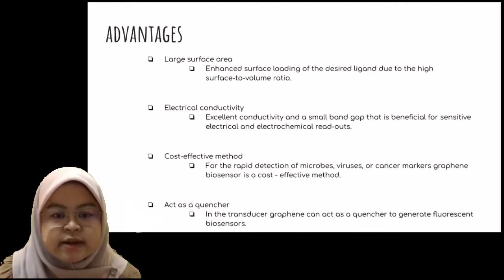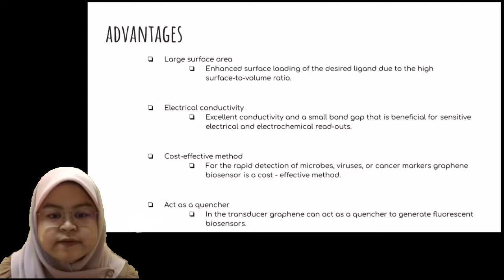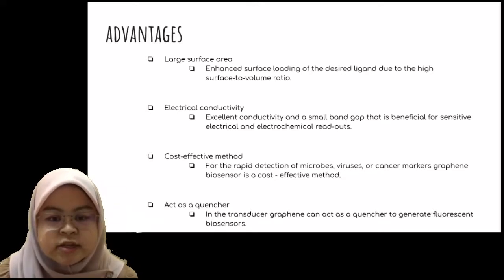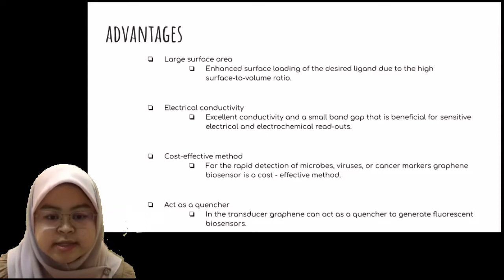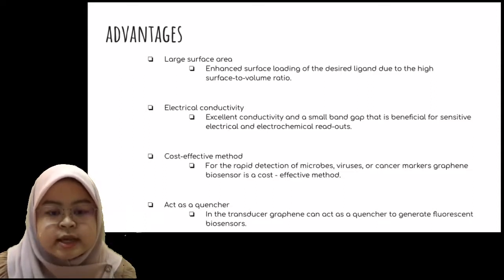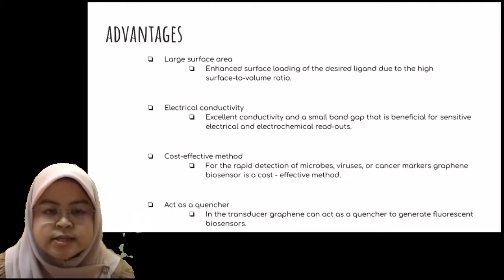Large surface area has enhanced surface loading of the desired ligand due to the high surface to volume ratio, and the excellent electrical conductivity and a small band gap are beneficial for sensitive electrical and electrochemical readouts. The third one is that the graphene biosensor is a cost-effective method for the rapid detection of microbes, viruses, or cancer markers. And lastly, in the transducer, graphene can act as a quencher to generate a fluorescent biosensor.